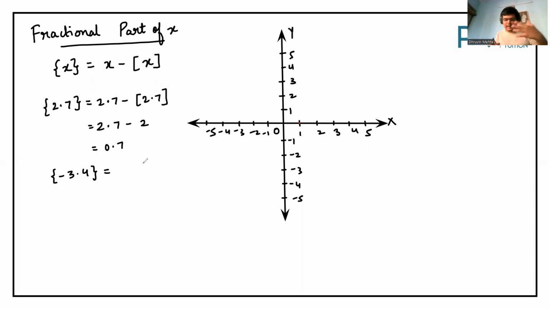Can you just tell me orally, by just looking at the number, what will be the fractional part without solving it using the formula? So minus 0.4. Minus 0.4, ऐसा लगता है सबको, जो गलत है. अब जरा चेक करते हैं कि क्या हो रहा है यहाँ पे.